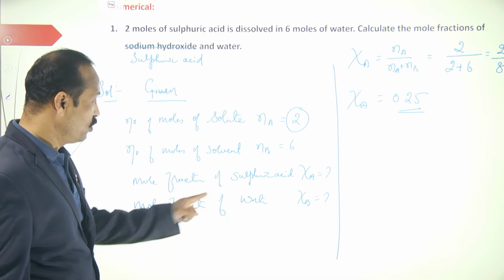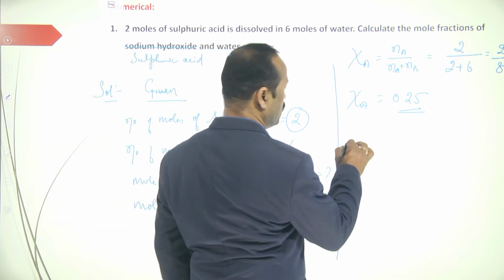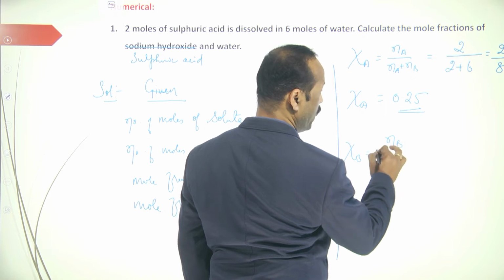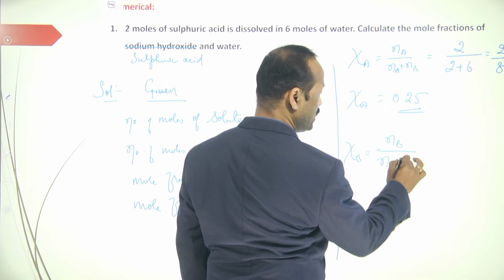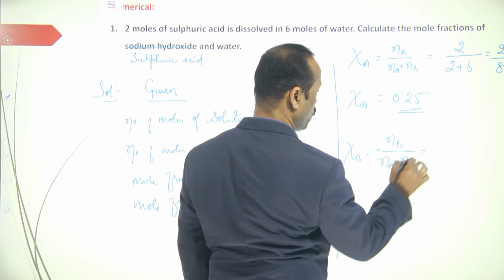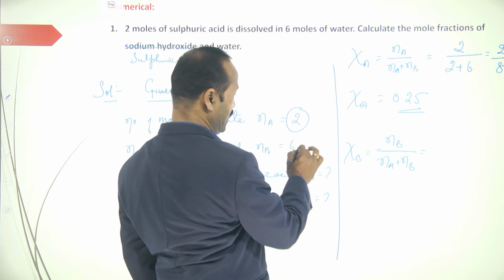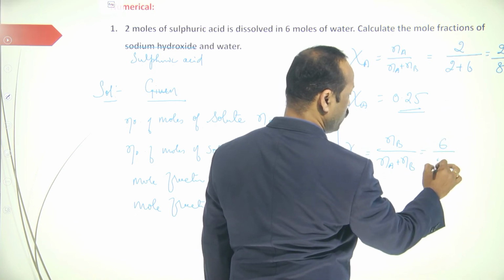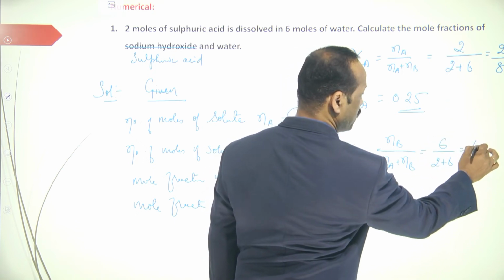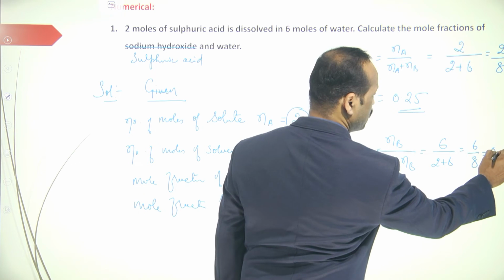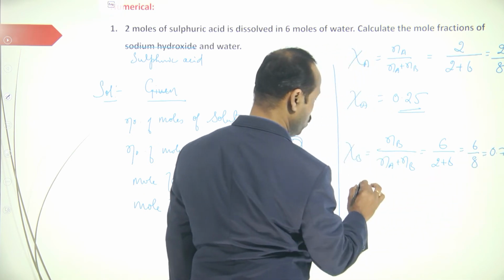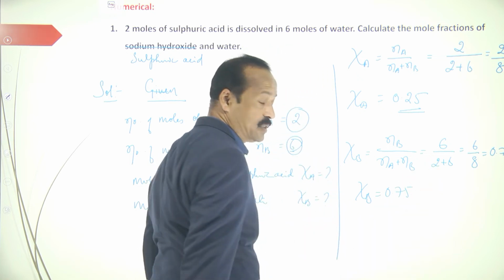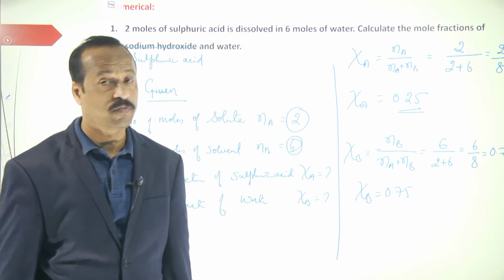Now I want to calculate the mole fraction of the solvent, that is water. So Xb is equal to Nb by Na plus Nb, right? Here Nb is 6, so write 6 in the numerator, and again write 2 plus 6 in the denominator. So this becomes 6 by 8, which comes to 0.75. So Xb is equal to 0.75. I got both answers, the mole fraction of solute and the mole fraction of solvent.